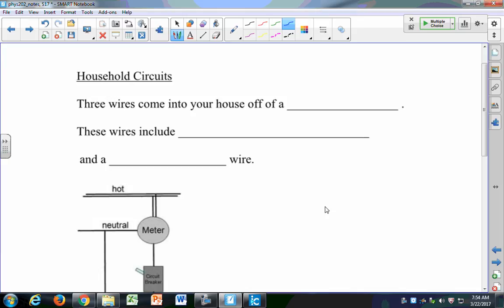So in short, beginning, 3 wires come into your house off of a utility pole. Actually, there's a transformer on your utility pole. We talked about transformers before, and in a later chapter we'll see how they work when we get into AC electricity, how you have this changing electric field, magnetic field, which induces another current that will actually come into your home. So we'll look at transformers later.